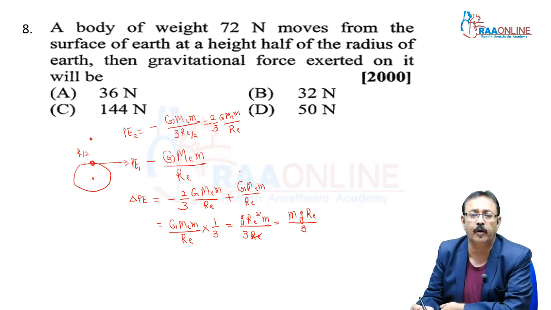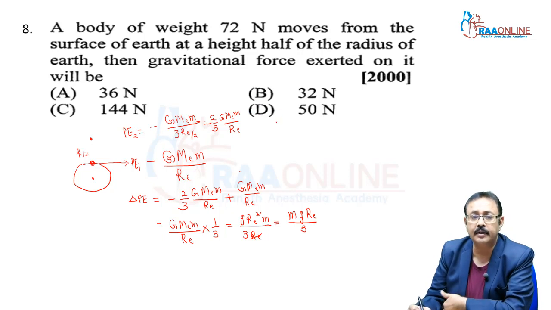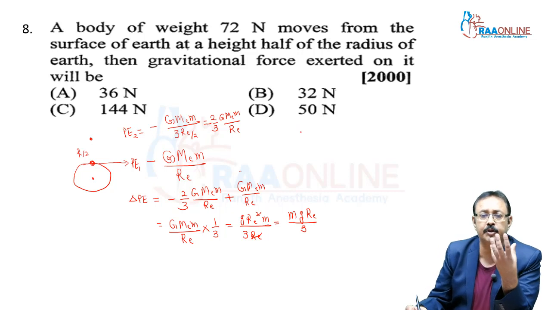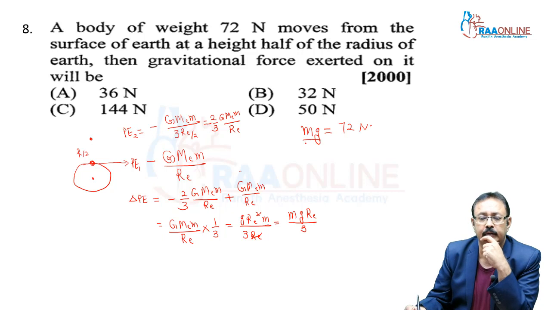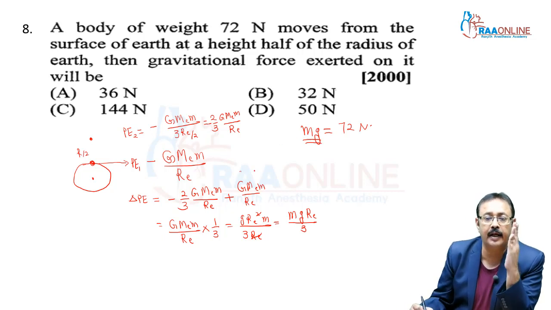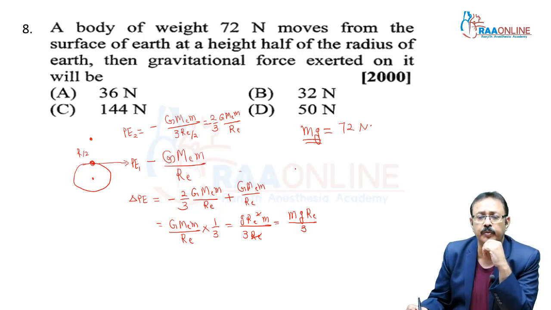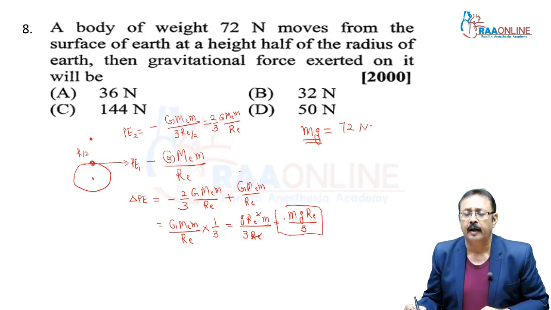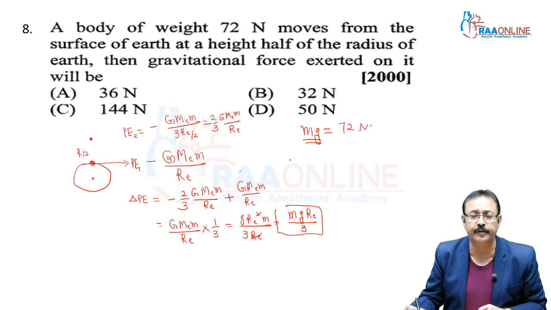So the weight of the body on Earth's surface was 72 Newton. Weight is due to gravitational force. It was mg. It was 72 Newton on the surface of Earth. But when we went to the height h, Re by 2, there is a decrease in the value of g. That is the change in potential energy. And what is the change in the value of g?